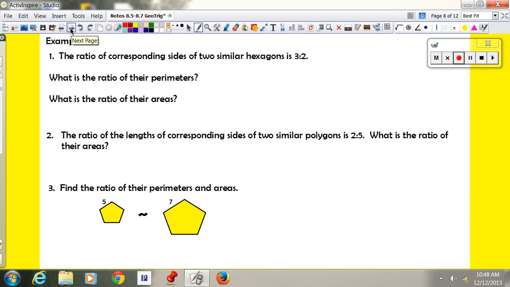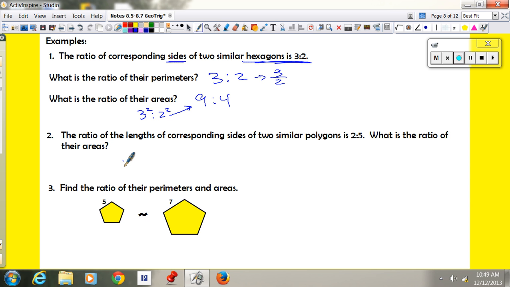Okay, the ratio of corresponding sides of two similar hexagons is a ratio of 3 to 2. What's the ratio of their perimeters? Same thing, good. It's also 3 to 2. Or you could put 3 over 2, same thing. What would be the ratio of their areas? 9 to 4 is right. Because you would want 3 squared to 2 squared. You would want to square it, and that would get you your 9 to 4 ratio.